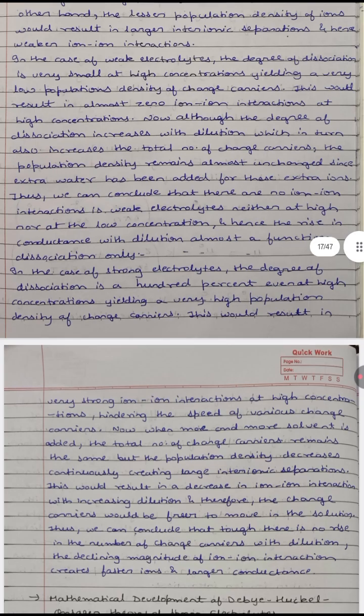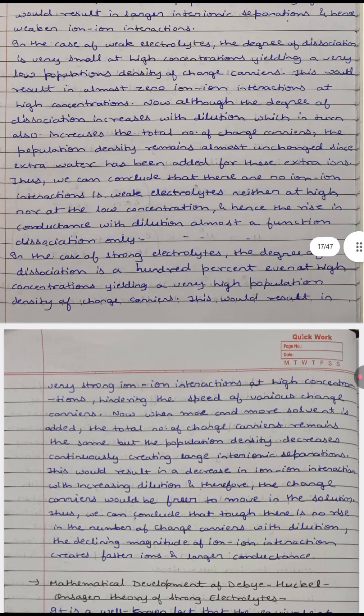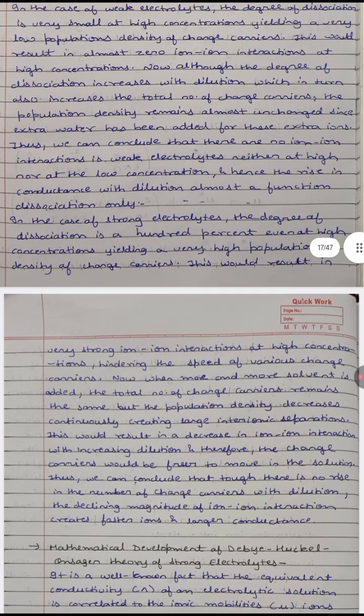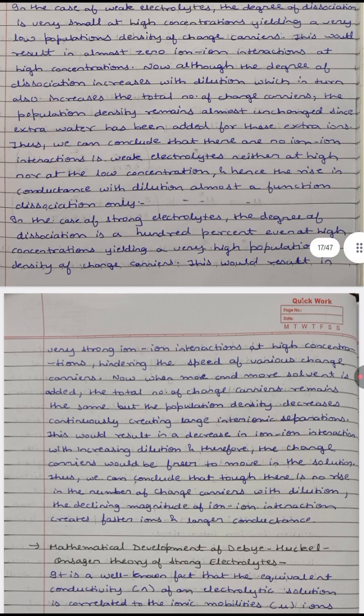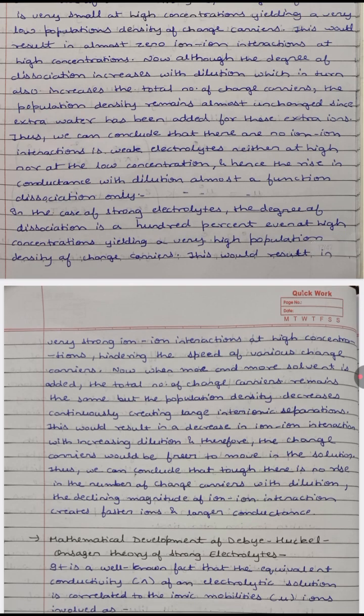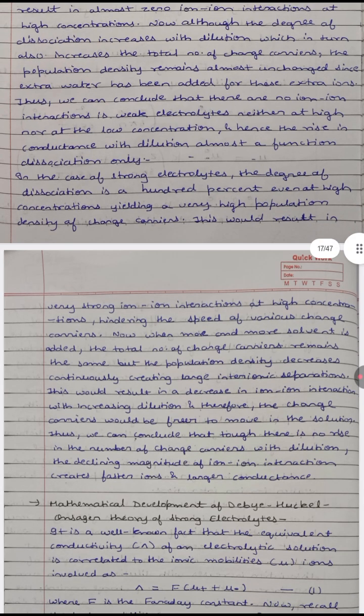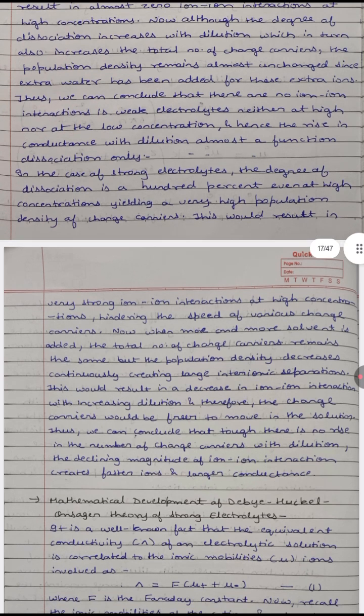On the other hand, the lesser population density of ions would result in larger interionic separations and hence weaker ionic interaction. In the case of weak electrolytes, the degree of dissociation is very small at high concentrations, yielding a very low population density of charge carriers. This would result in almost zero ion-ion interactions at high concentrations.